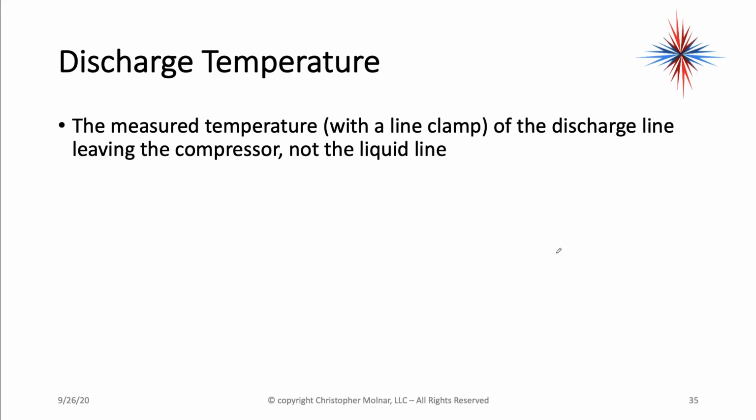The discharge temperature, jumping real quick back outside, is the measured temperature of the discharge line leaving the compressor, not the liquid line. The discharge temperature you can use to calculate how much superheat you have when it comes out of the compressor. It tells you a lot about refrigerant flow.